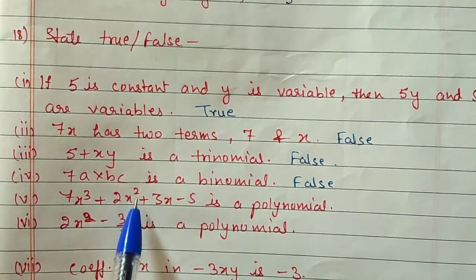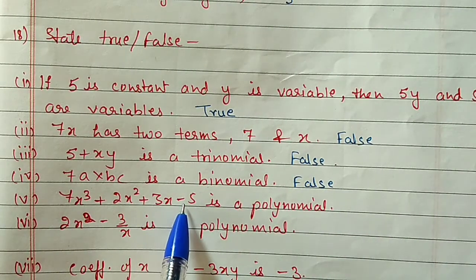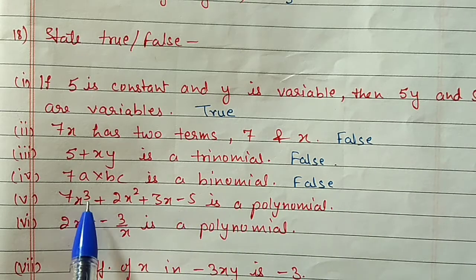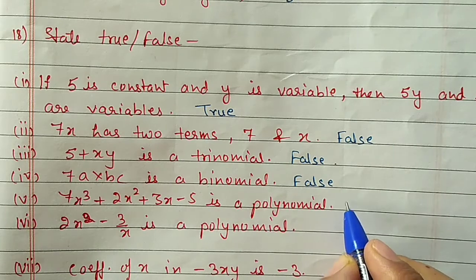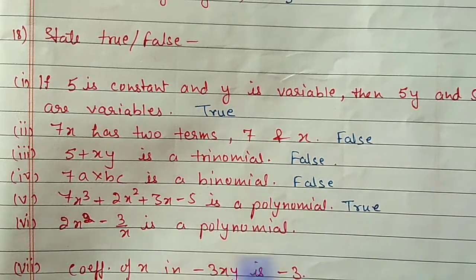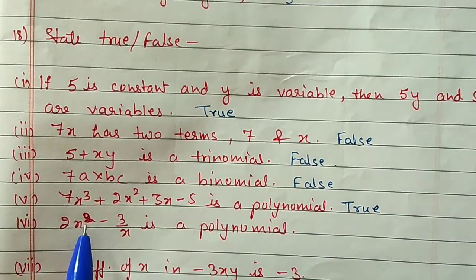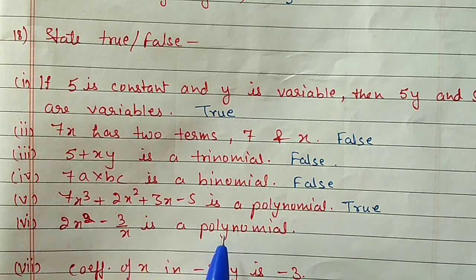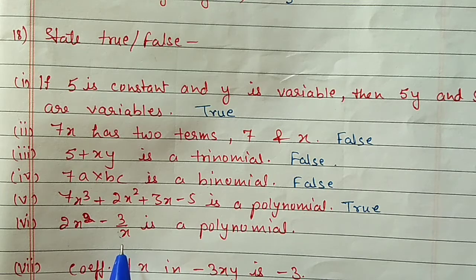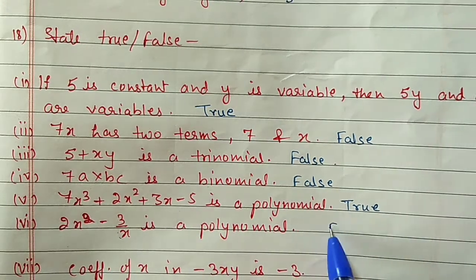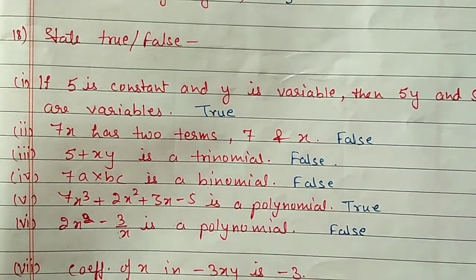7x cube plus 2x square and 3x minus 5 is a polynomial. All the powers are positive. So yes, this is a polynomial. This statement is true. In the next one, 2x square minus 3 by x is a polynomial. You can see here this x is in the denominator. It should not be in the denominator. If it is in the denominator, then it is not a polynomial. It is an algebraic expression only. So this statement is false.